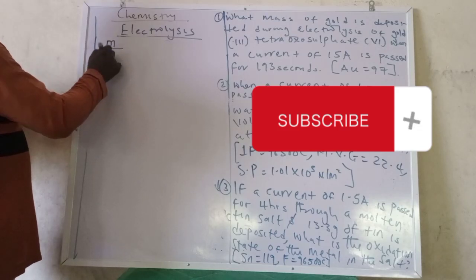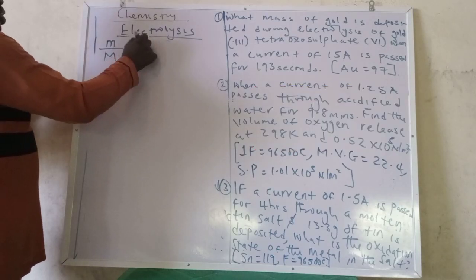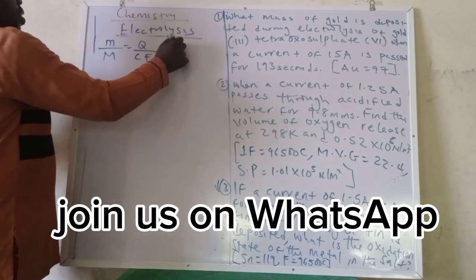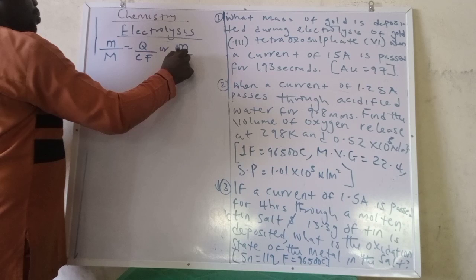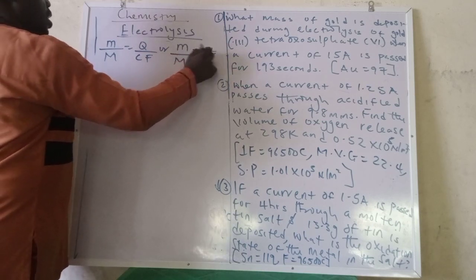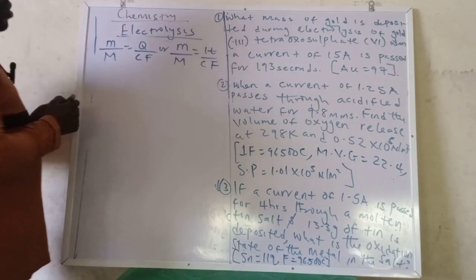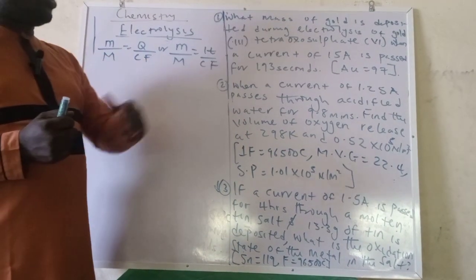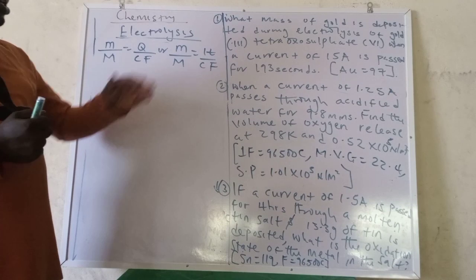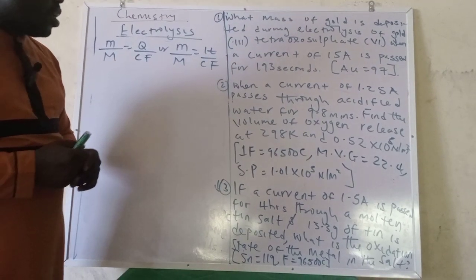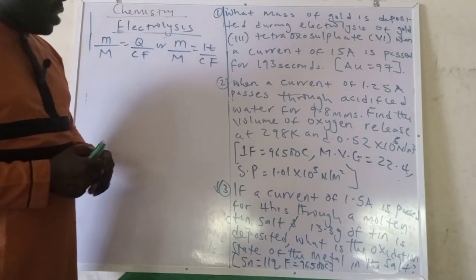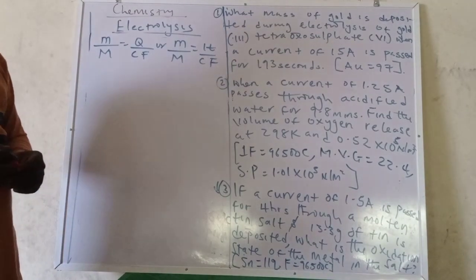Memorize this formula very well: Q over CF, or M over capital M equals IT over CF. Question number 1. What mass of gold is deposited during electrolysis of gold 3 tetraoxosulfate 6 when a current of 15 ampere is passed for 193 seconds?